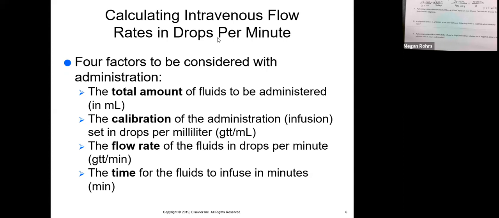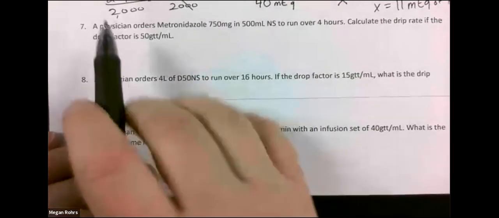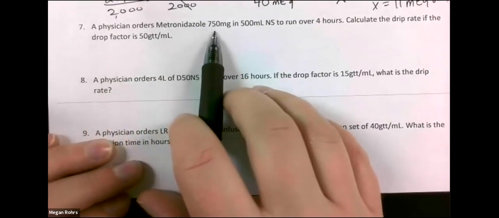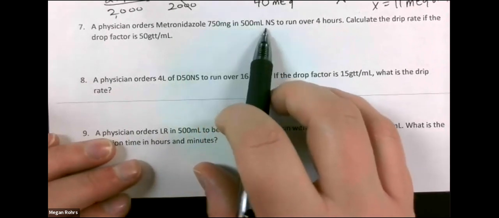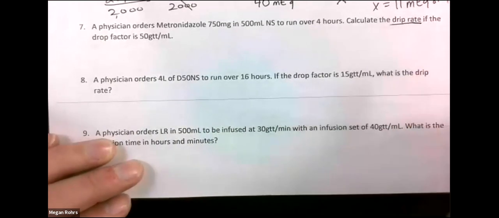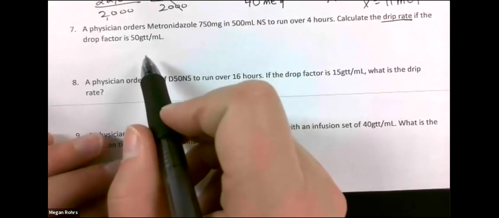So let's take a look at number 7 on the worksheet here. With these drip rate problems, almost all of these we're going to have to use dimensional analysis. Number 7: a physician orders metronidazole 750 milligrams in 500 mils of normal saline to run for 4 hours. Calculate the drip rate if the drop factor is 50 drops per mil.